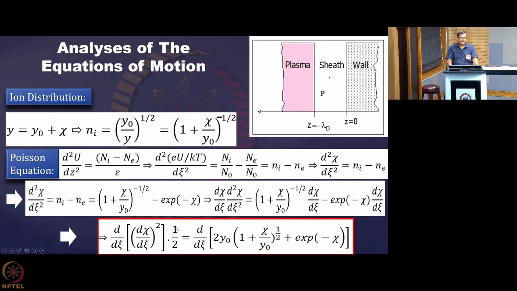You can simply connect these two, and this one we can write as a derivative of this quantity, and this one is exponential, so we can always write it like this. So the right hand side is written as d/d chi of some quantity, and the left side is also written as d/d psi of this quantity. Both sides are derivatives with respect to psi, and here in the argument we have (d chi by d psi) square, and this is the complete expression.